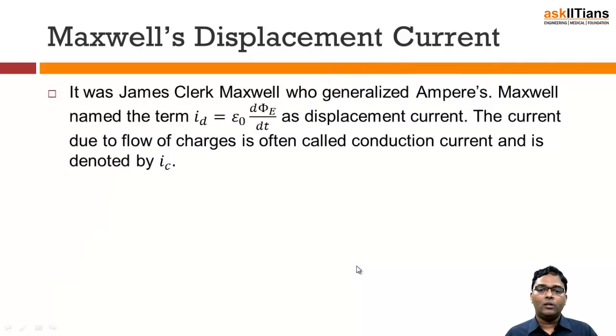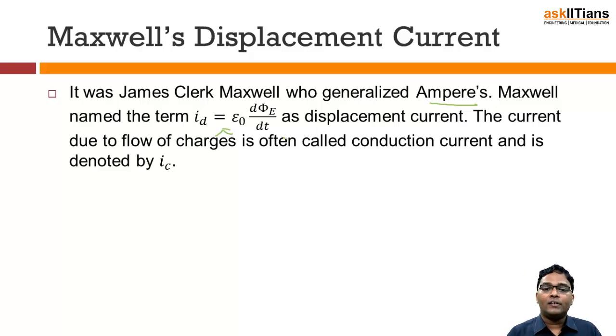So this is what I mentioned, that he generalized Ampere's circuital law and added a term ID, which is equal to epsilon naught d phi E by dt. What is d phi E? As I mentioned, across the plates of the capacitor, the electric field is varying because it's an alternating source. So as the electric field varies, there is going to be a flux change taking place. When there is a flux that is changing, there is going to be some amount of current produced. The amount of current that is produced within the plates of the capacitor is what is known as the displacement current.